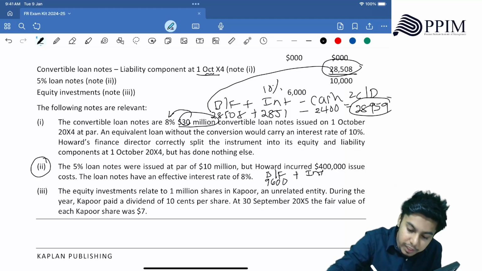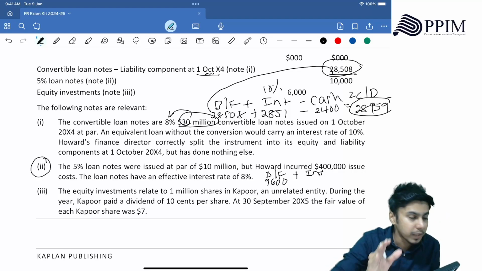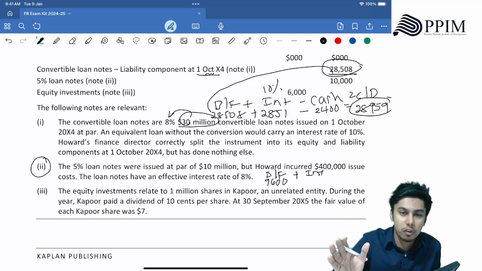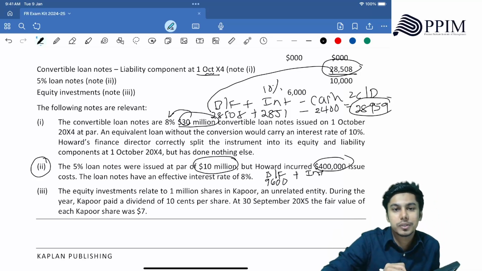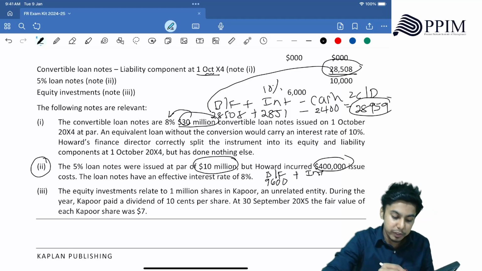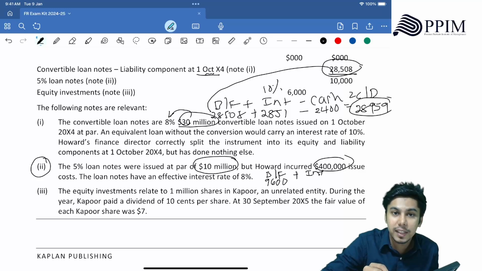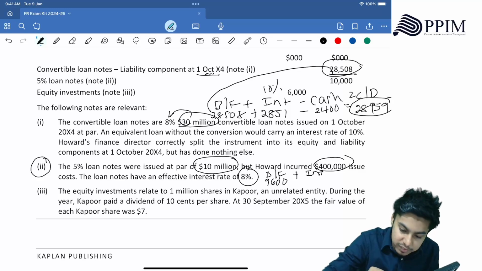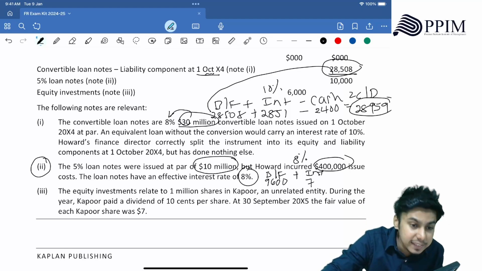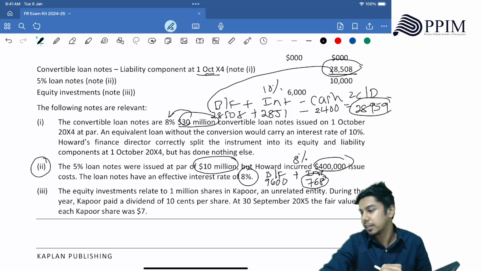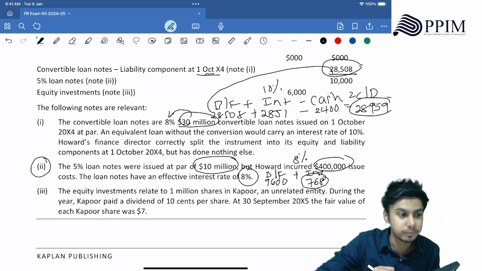Guys, look at this. Brought forward is always what? Proceeds minus issue cost. Proceeds is 10 million. Issue cost is 400,000. So therefore, guys, what will be the answer? 9,600. Percentage, we should always put, guys, what rate? Effective. So the effective is 8%. What will be the 8% answer, guys, for 9,600? 768. This should be the answer for that question.